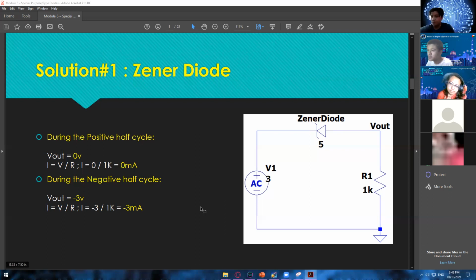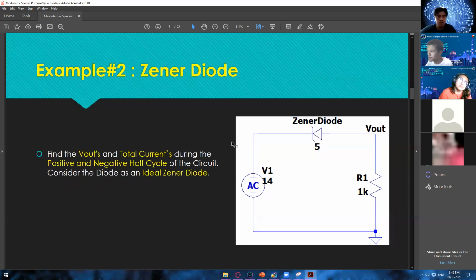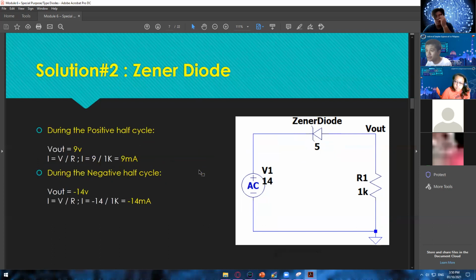All right. So let's now move on to example number 2. Okay, so here, it's now very obvious. If we're going to start with the positive half cycle, this will be in reverse bias, and 14 volts now is enough to pass through this Zener diode since it's more than the rated voltage. So here, we're going to have a V out of 9 volts.